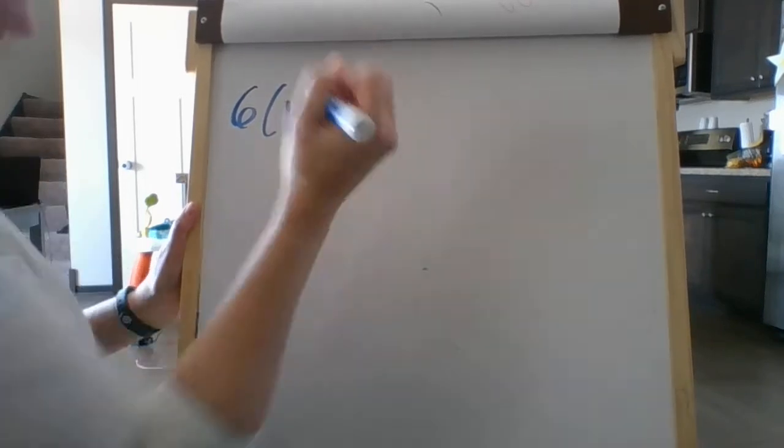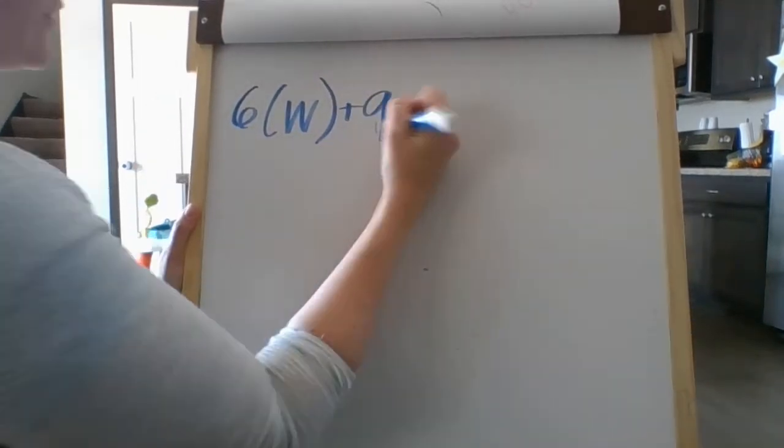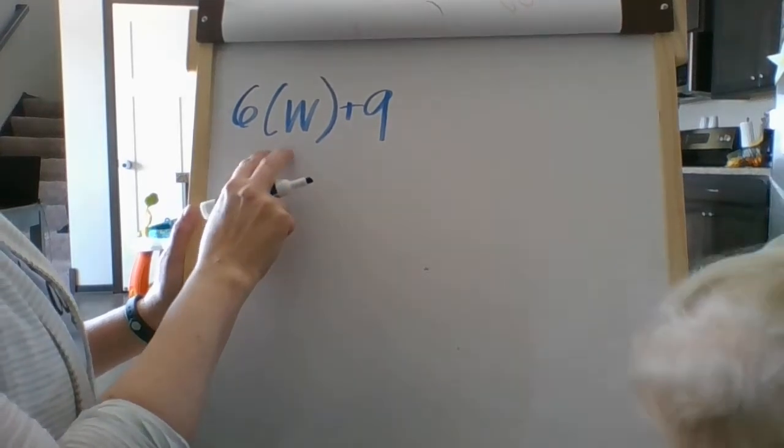A couple more examples here. Now, we're also going to have to keep in mind our order of operations. So if we're taking a look at this one, 6W, remember if they're right next to each other.